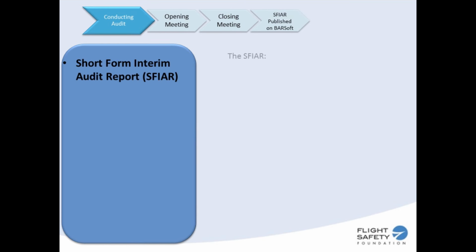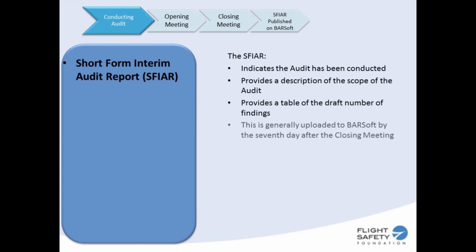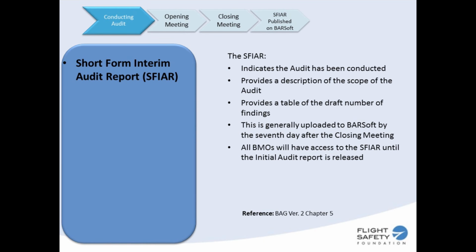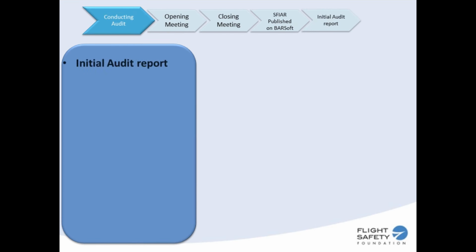The first report produced after the audit is the Short Form Interim Audit Report, or the SFIAR. This report is produced within 7 days and posted on BARSoft to indicate to the BAR's member organisation that the audit on this operator has actually been conducted. It will describe the scope of the audit and the draft number of findings. The SFIAR is generated by the audit company and uploaded within 7 days of the closing meeting, and this is all that's available until the initial report is released.